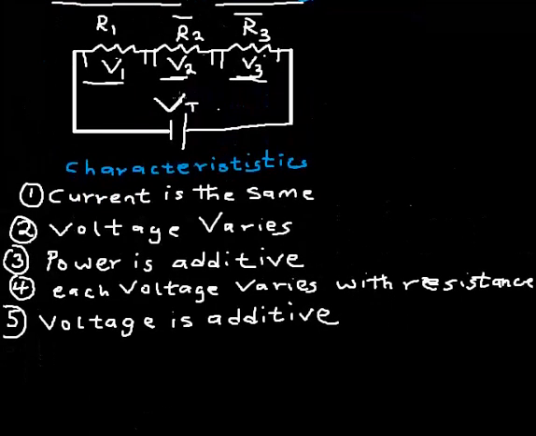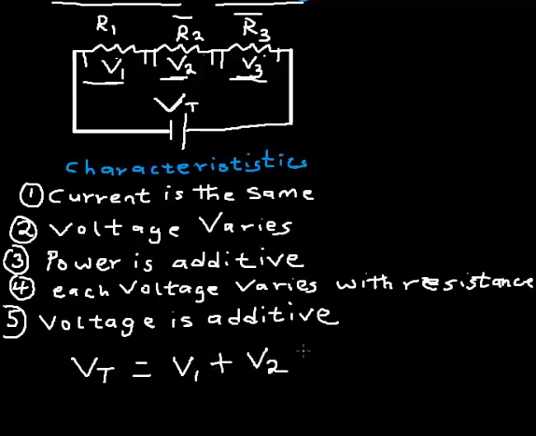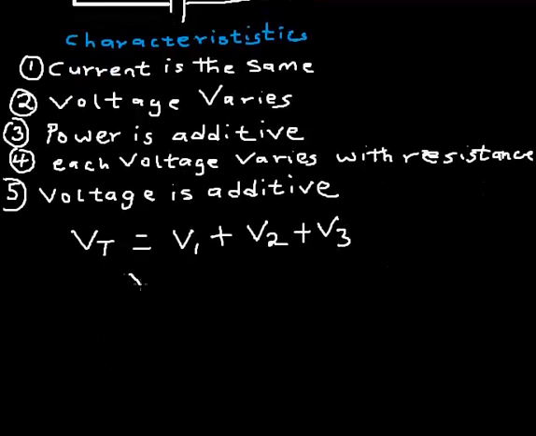As we already know, when resistors are connected in series, their voltage varies. So the total voltage across the three resistors is going to be equal to the voltage across resistor 1 plus the voltage across resistor 2 plus the voltage across resistor 3. From Ohm's law, we know that voltage is equal to current times R. So for V total, I'm going to have current multiplied by the total resistance. That's what I'm looking for. Then for V1, that's going to be current multiplied by the resistance R1.